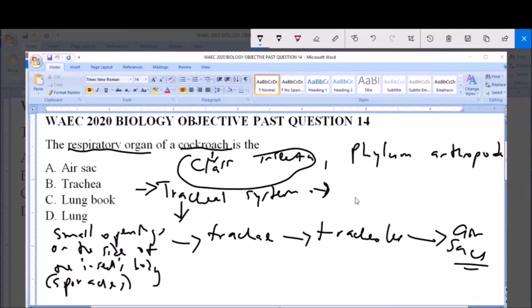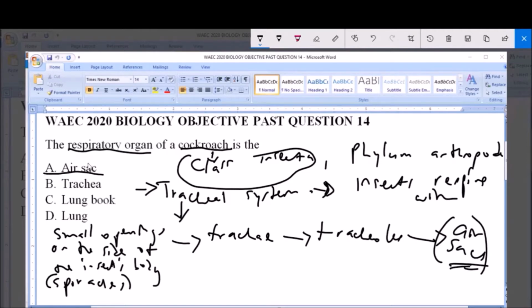This is the system that insects respire with, the tracheal system. So as you have rightly seen, the final respiratory organ or respiratory structure in most insects, especially cockroaches, is the air sacs. So option A, which is air sac, is the correct answer to this question.